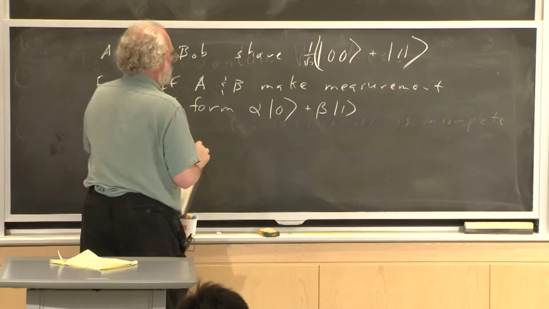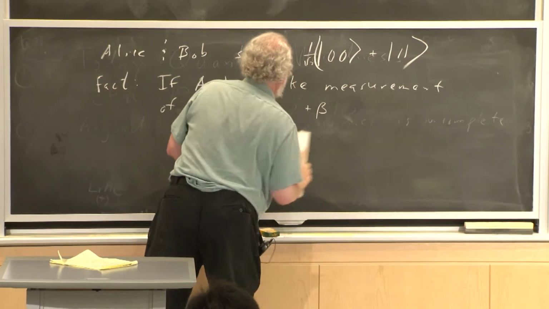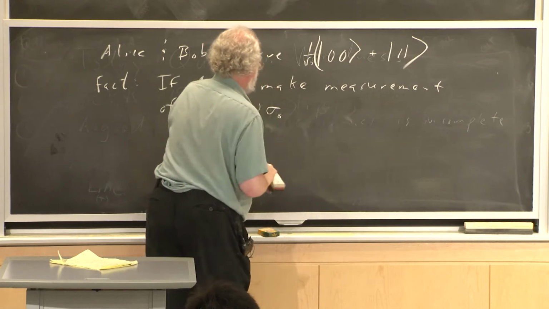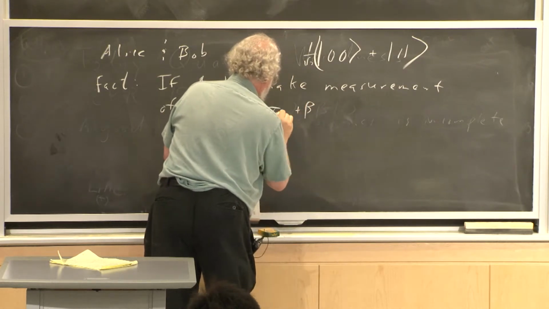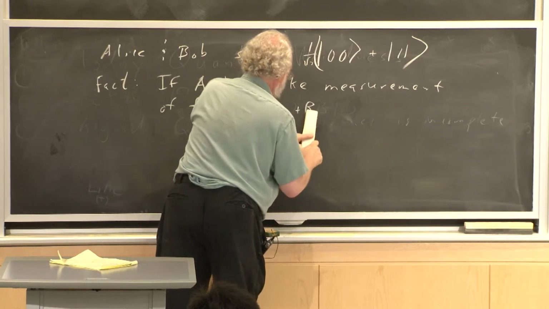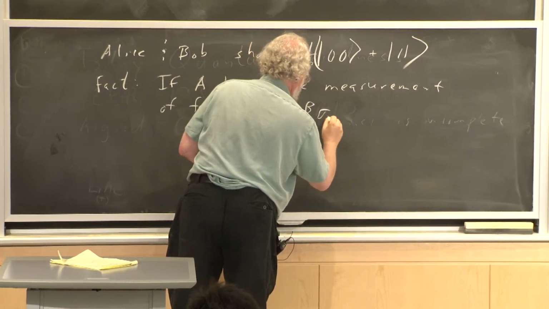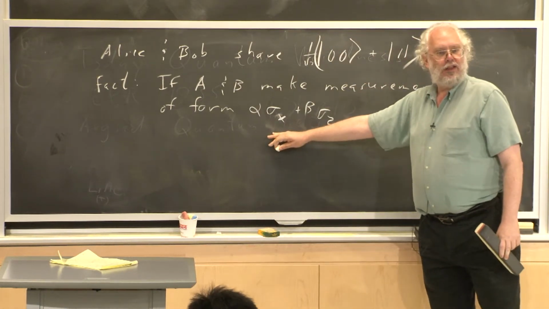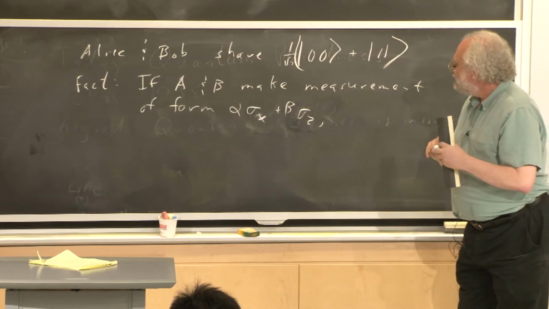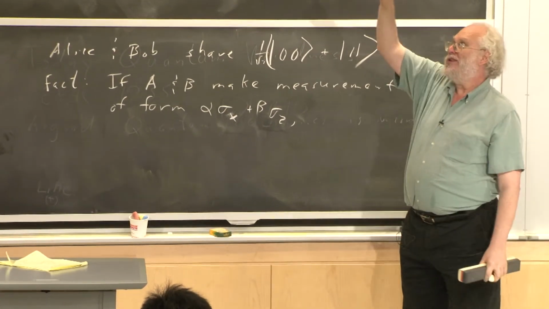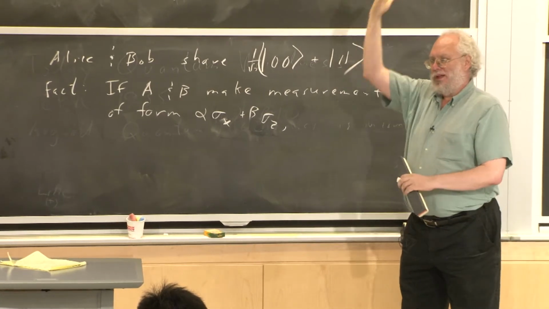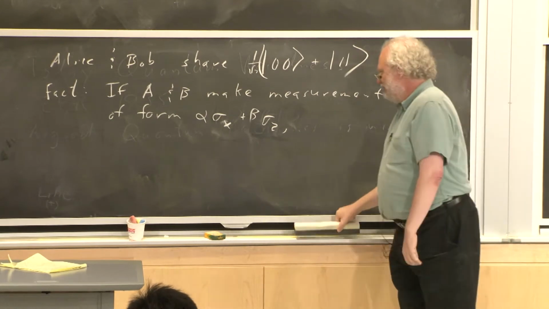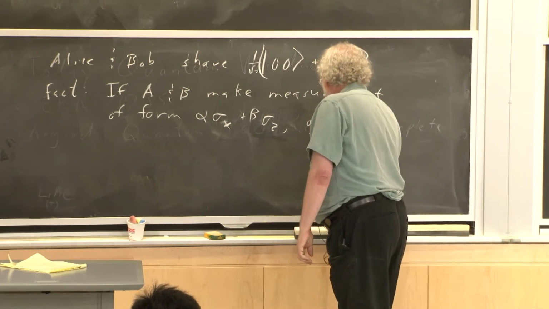What? No, that's not what I wanted. Alpha |0> plus sigma x and sigma z. So they both make the same measurement, which is on, well, on this great circle of the Bloch sphere. They get the same outcome.